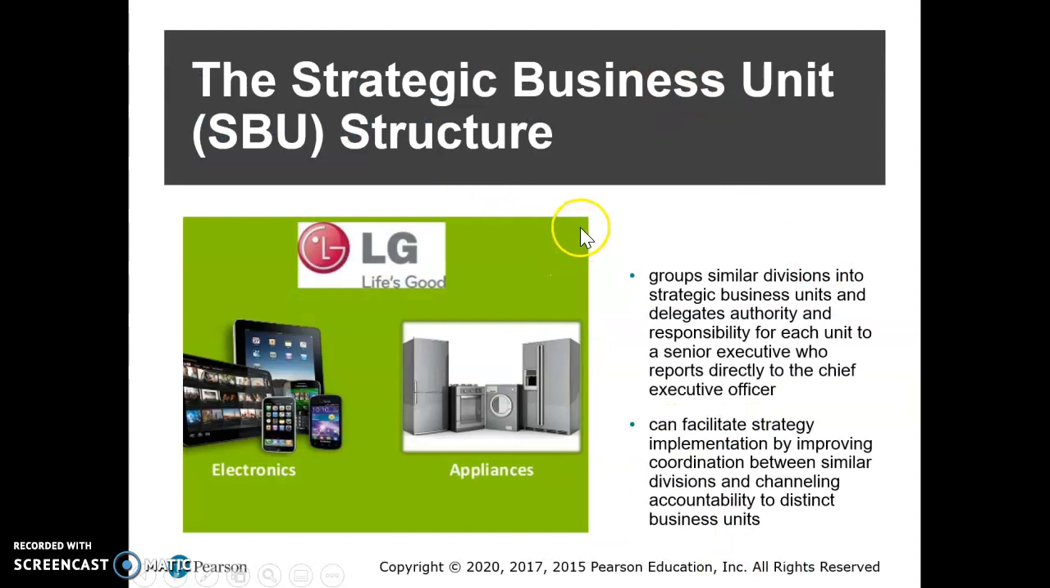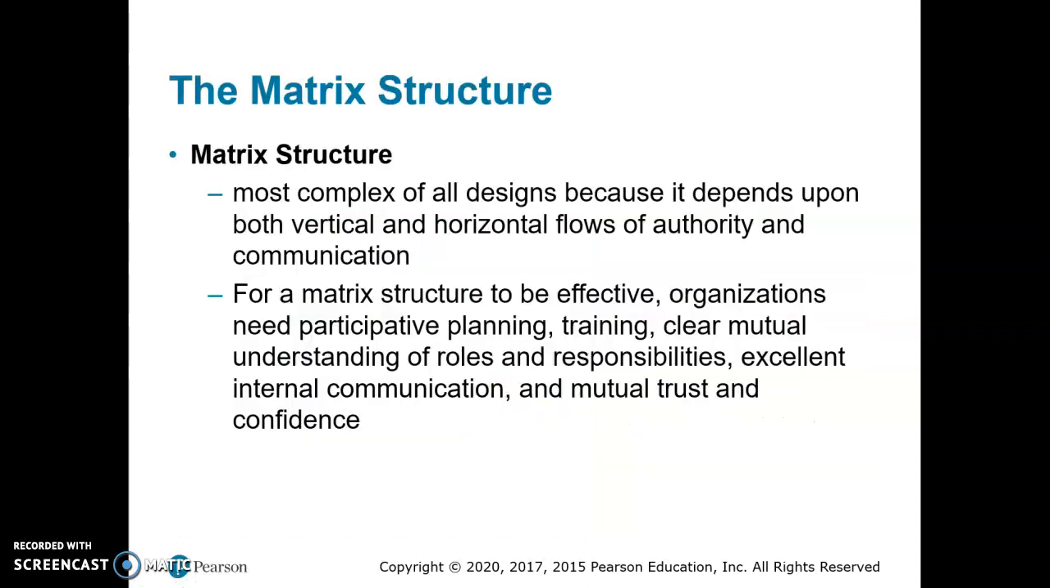A strategic business unit groups similar divisions into units and delegates authority and responsibility for each unit to the senior executive who reports to the chief executive officer. You can see here that LG has 2 major strategic business units. They would have a CEO that oversees both, but they would also have somebody in charge of electronics and somebody in charge of appliances. Basically, they separate as 2 separate divisions, but are still part of the same company.